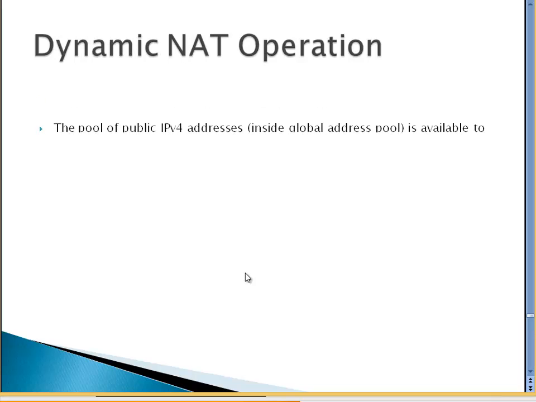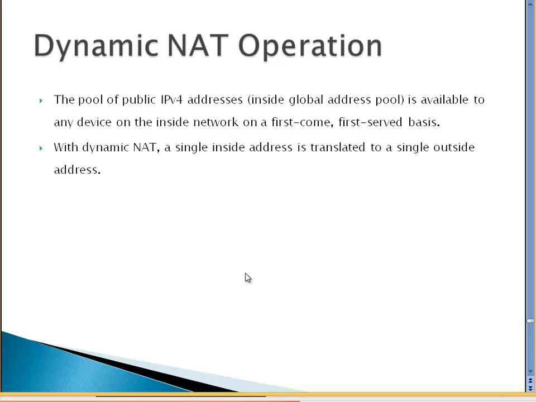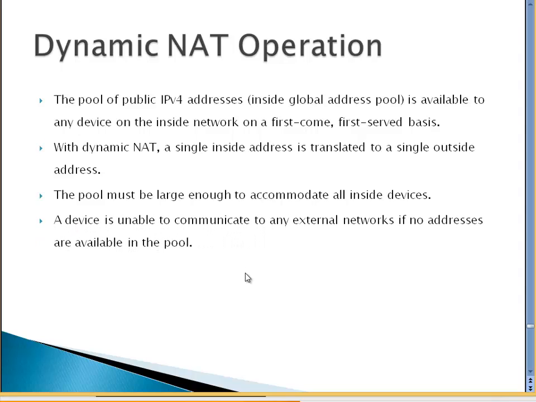Dynamic NAT operations. The pool of public IP addresses, inside global address pool, is available to any device on the inside network on the first come first served basis. With dynamic NAT, a single inside address is translated to a single outside address. The pool must be large enough to accommodate all inside devices. A device is unable to communicate to any external network if no addresses are available in the pool. So the pool has to be large enough to accommodate all the internal devices.